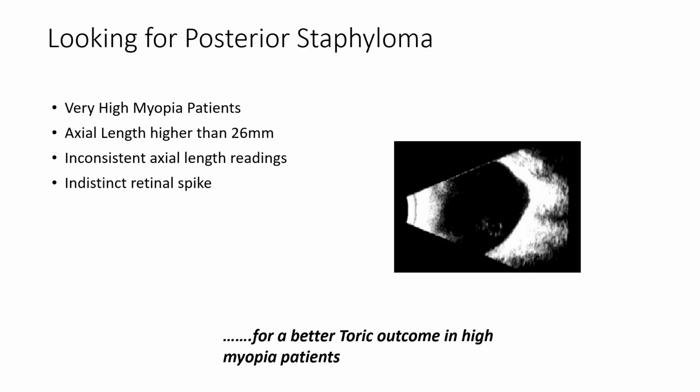When does the surgeon understand that he might need to do a B scan? Well, he has to be suspicious of posterior staphyloma in very high myopia patients. If he finds axial lengths longer than 26 millimeters, because such patients may have posterior staphyloma. If he gets inconsistent axial length readings, that is, the standard deviation of axial length of all the 10 readings in the A scan is very high. A very high standard deviation may indicate posterior staphyloma, or if he gets an indistinct retinal spike.